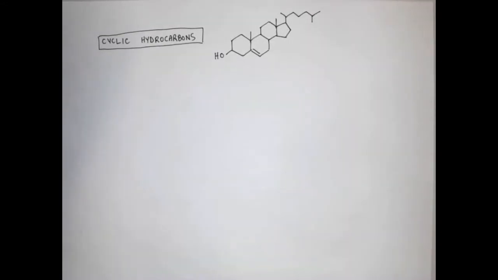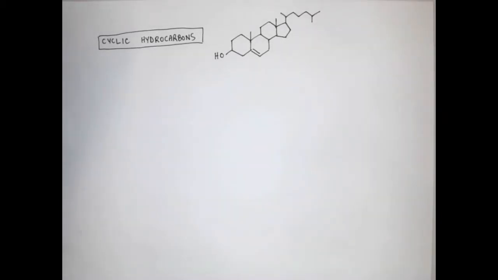A little brief intro, though, into cyclic hydrocarbons. Cyclic hydrocarbons have a very prominent role in biochemistry. A lot of important molecules are built off of cyclic hydrocarbons with 6-membered rings or 5-membered rings. One of the ones I've drawn in front of you is the molecule for cholesterol, and you can see that it's got 3 6-carbon rings and 1 5-carbon ring.